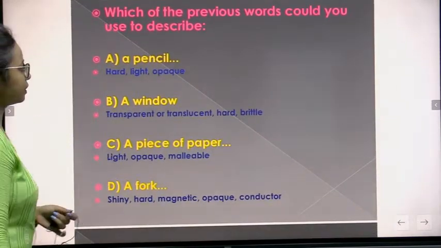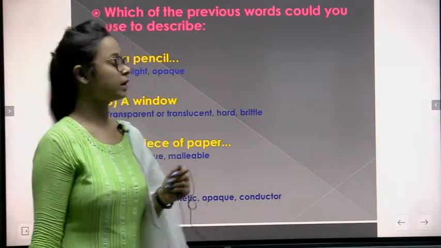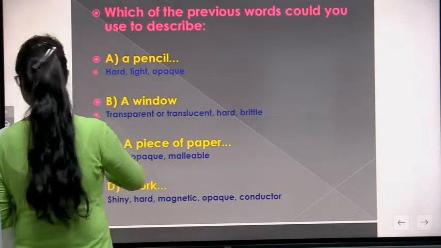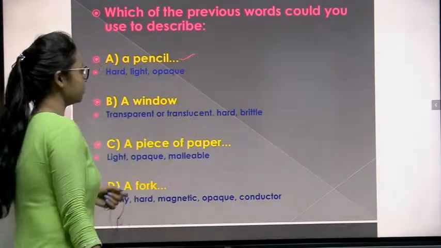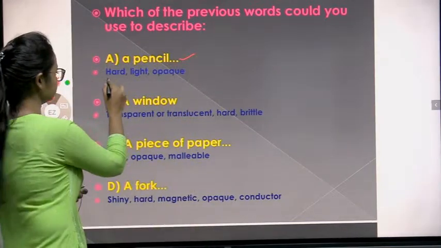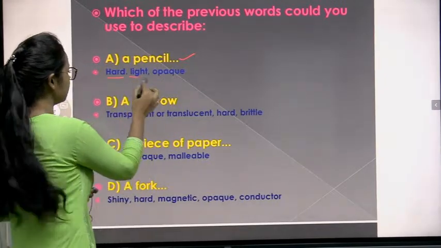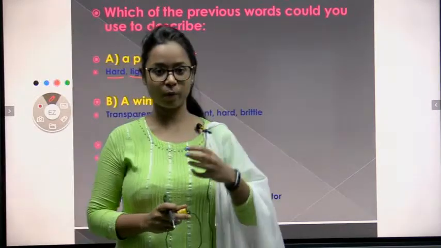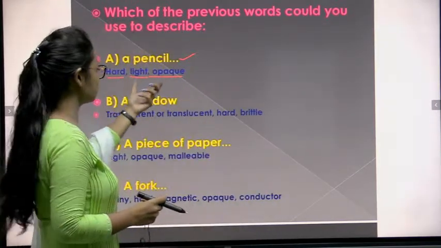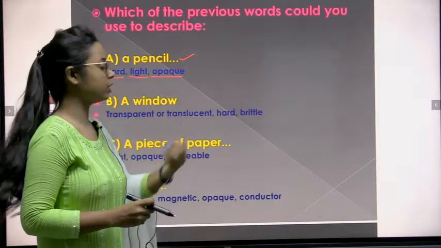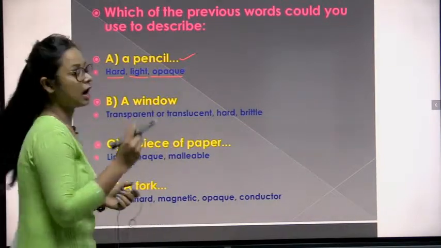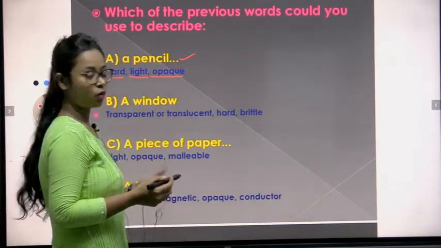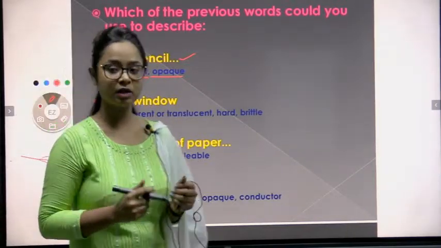Which of the previous words could you use to describe, for example, a pencil? A pencil is a hard thing. It is light in weight, also opaque, right? Now I have given you a list of properties and an example, so how will you describe that thing according to its properties? A pencil is a hard thing. Secondly, it is light in weight. Also it is opaque. Opaque means it is not transparent.